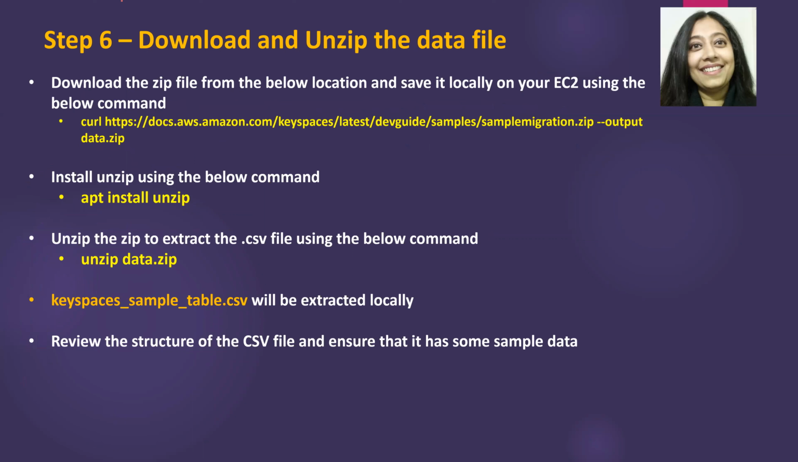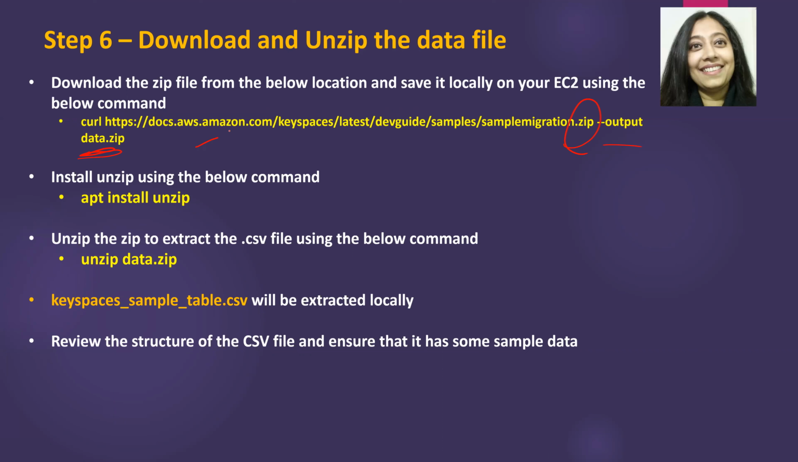Step 6. So now remember we have downloaded and installed Python. We have downloaded and installed Cassandra. We have cqlsh. We've also downloaded our certificate file. So now we need to download and unzip our data file. Remember, our data file is a zip file. So let's go ahead and download it first, right? And I'm going to save this file as data.zip. You can give whatever name.